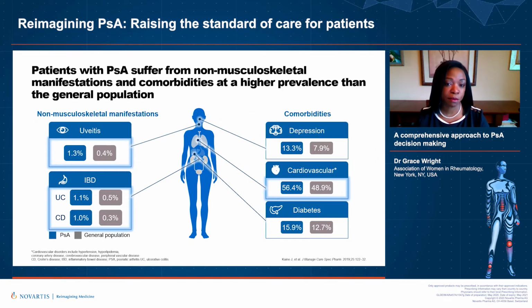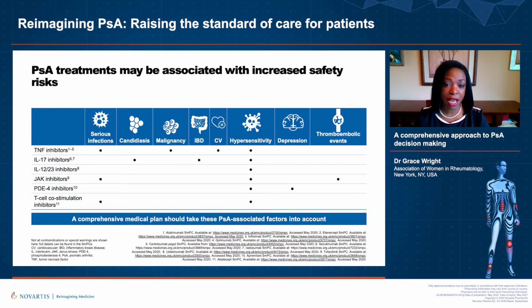When we think about our patients, we see that they suffer from both non-musculoskeletal manifestations and comorbidities at a higher prevalence rate when compared to the general population. Our treatments also have associated risks, and we'll be reviewing these risks today. And these will include serious infections, candidiasis, malignancy, inflammatory bowel disease, cardiovascular disease, hypersensitivity reactions, depression, and thromboembolic events.